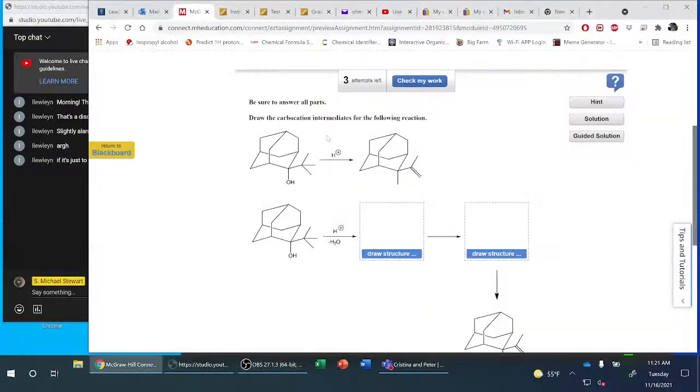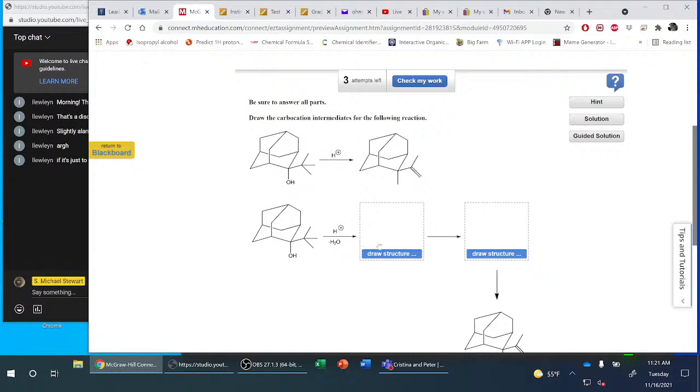Ooh, I remember this one. Draw the carbocation intermediates for the following reaction. And this is a big, nasty molecule, but it's honestly not as hard as it looks. So, I'm going to show you the molecule on the desktop. We'll work through this together.